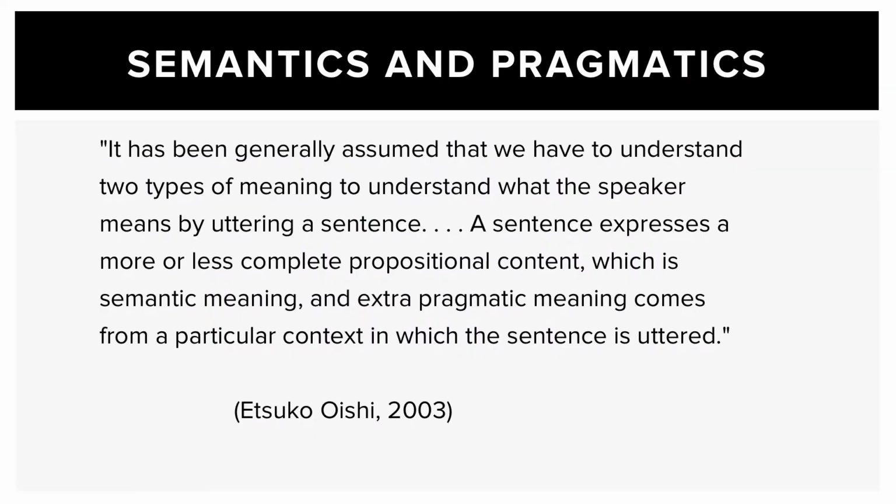It has been generally assumed that we have to understand two types of meaning to understand what the speaker means by uttering a sentence. A sentence expresses a more or less complete propositional content, which is semantic meaning, and extra pragmatic meaning comes from a particular context in which the sentence is uttered.